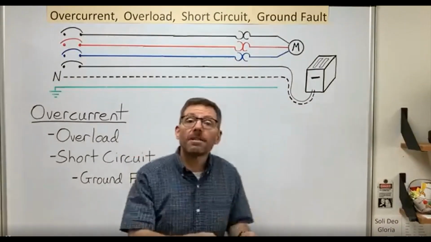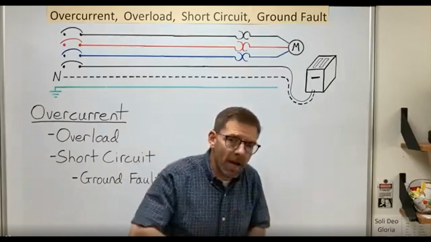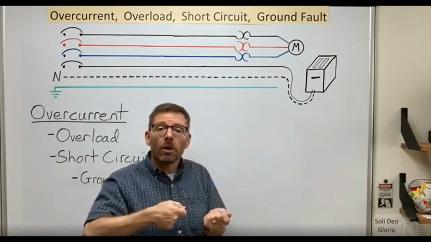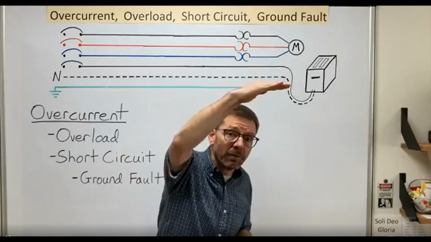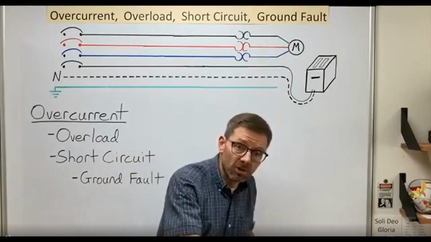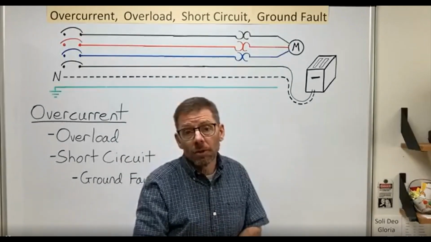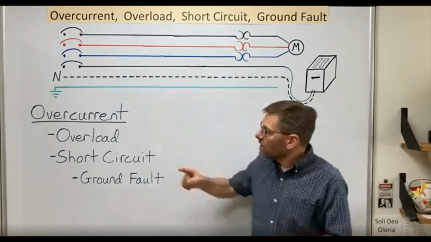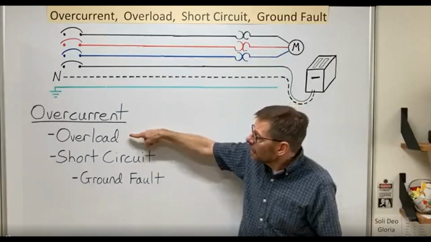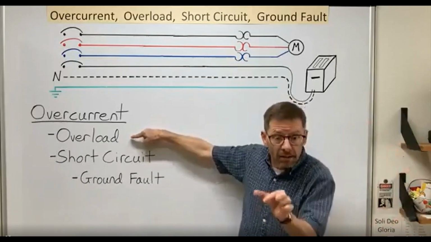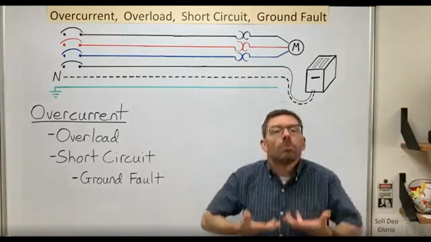Or I could have a piece of equipment drawing too much current. Perhaps I've got a motor that I'm working too hard, and I've got to ease up on it. Or sometimes if we have too high of a voltage, too low of a voltage, depending on the type of equipment, that can result in too much current flow as well. But one thing I want to say about overloads is that the current is flowing in the proper pathway. There's just too much.